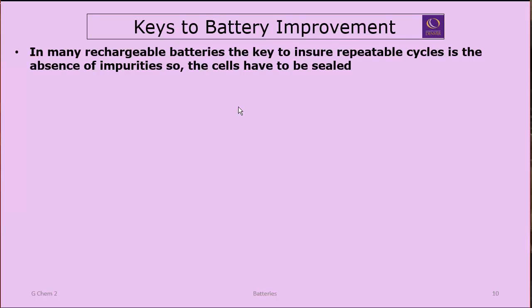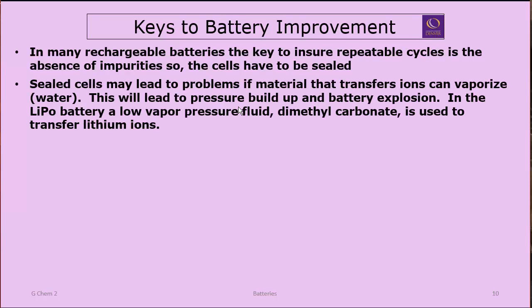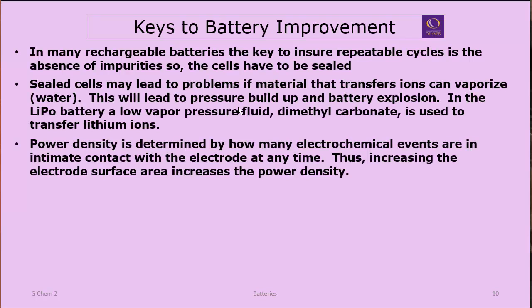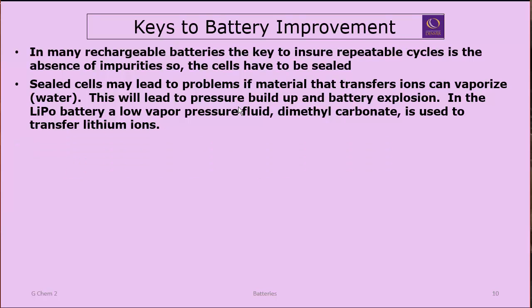Just for example, if you look back at the lithium polymer battery, the lithium ion is a material that can get transferred. You might think this could happen through an aqueous system, but these cells would get hot enough that it would be very easy to create steam, and the cells would build up steam pressure. So they put them in dimethyl carbamate, which is a material that has a really low vapor pressure. And this is the next comment I make about sealed cells.